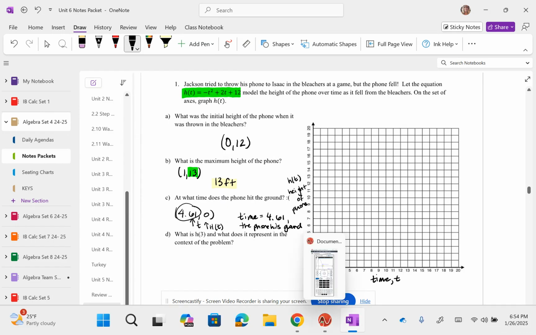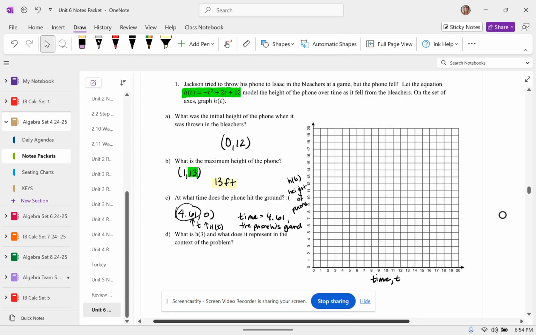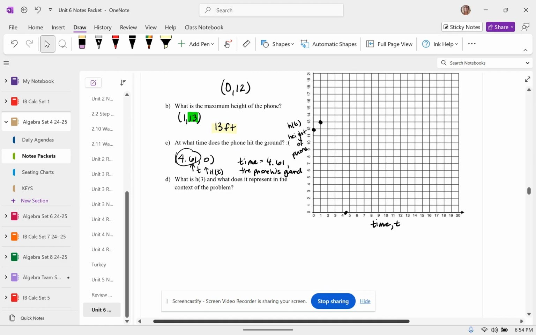What is h of 3? Let's get this picture on the graph and then we can start answering some more questions, okay? So right now I have the y-intercept is 0, 12. The maximum is 1, 13. And then I have the time when it hits the ground is 4.61, so it's going to be like halfway between 4 and 5. I think I need another point or two in between. I'm going to look up 2, 3, and 4 on the table, and then I should have a good idea what this graph looks like.